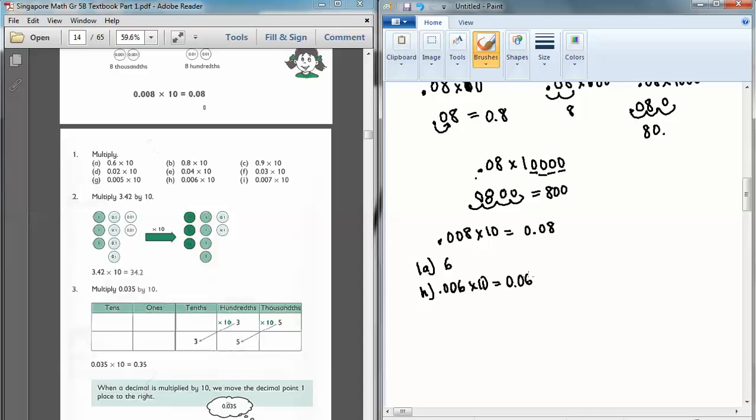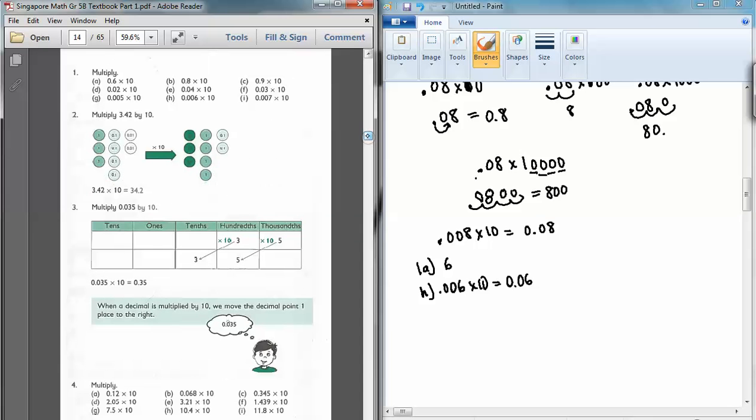I want to multiply 3.42 times 10. All right. So what they're saying it does is it takes all the dollars and changes them into $10, it takes all the dimes, which is like 0.1, and changes them into dollars, and it takes all the pennies and changes them into dimes. How much money do you have after that?